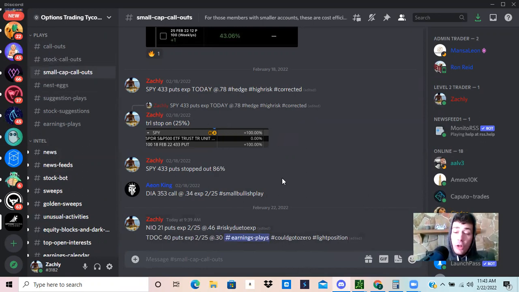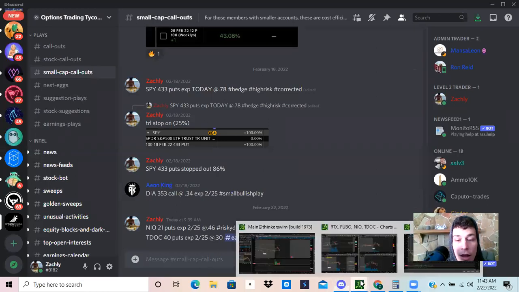If I'm not too sure or super confident in a play or position, this is where I'm going to put them: small cap call outs. Hey, I still think this play is a winner, but I'm not willing to come in here and throw thousands on these plays. I want to keep some capital on the sidelines for potential other moves. So, let's go ahead and look at Teladoc.